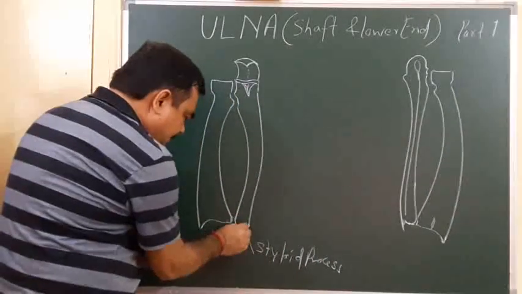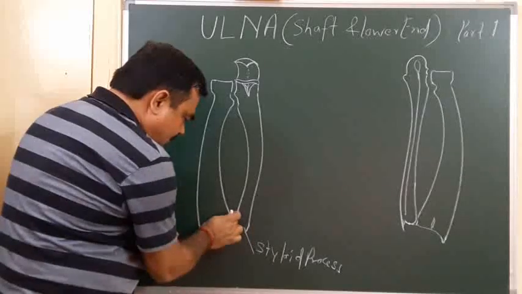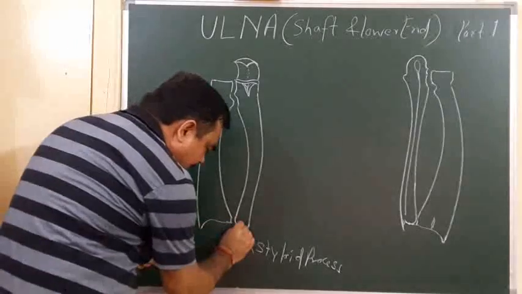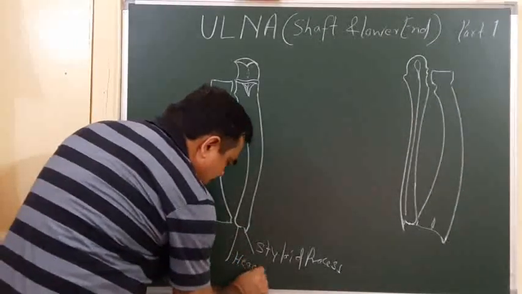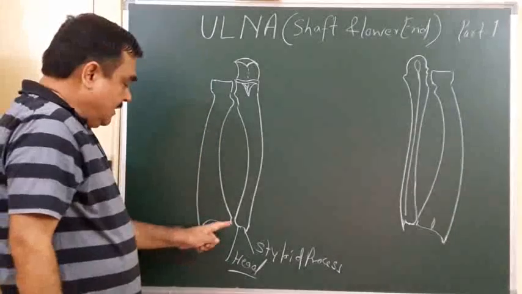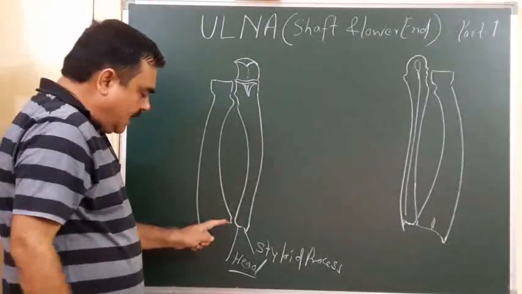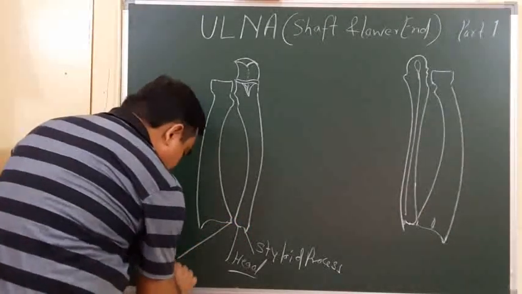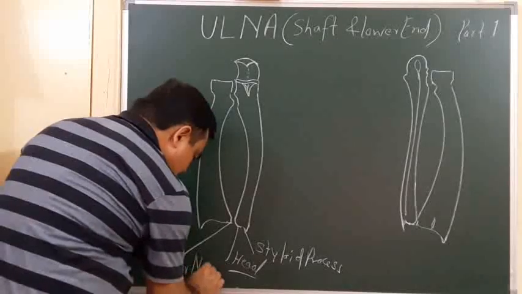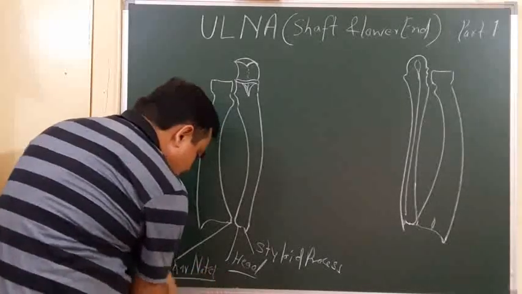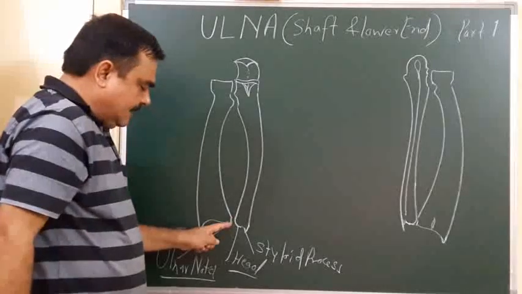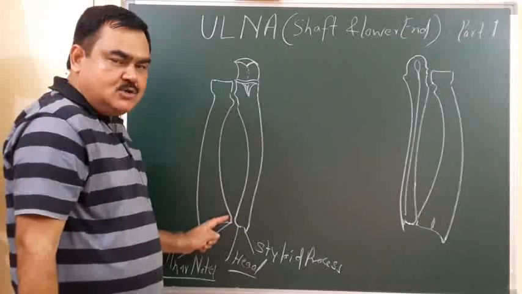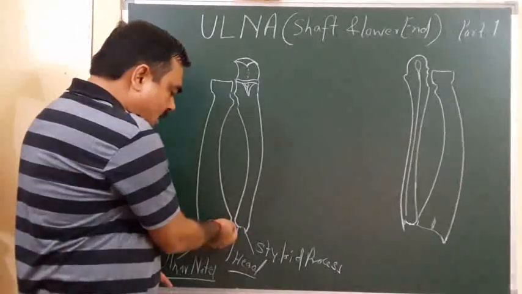And here is an articular surface. This articular surface is the head of the ulna. This articulates with the ulnar notch of the radius. In the radius, this is the ulnar notch. So it articulates with this and forms the inferior radio-ulnar joint.